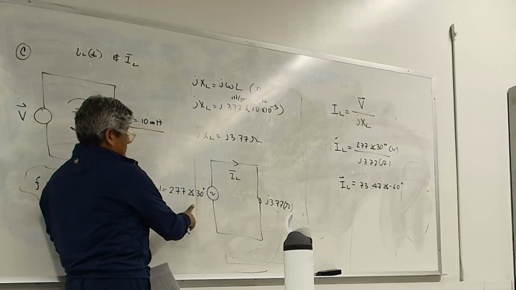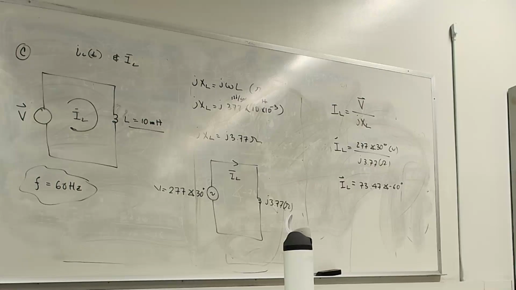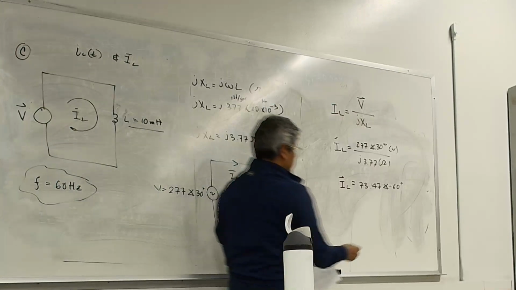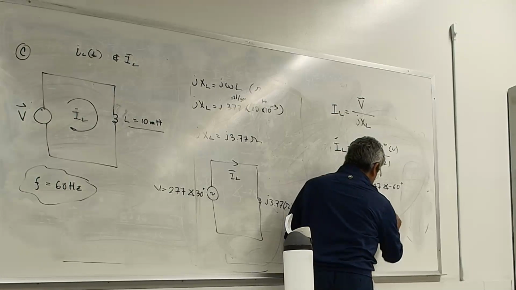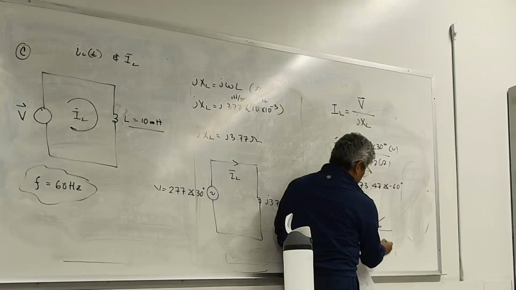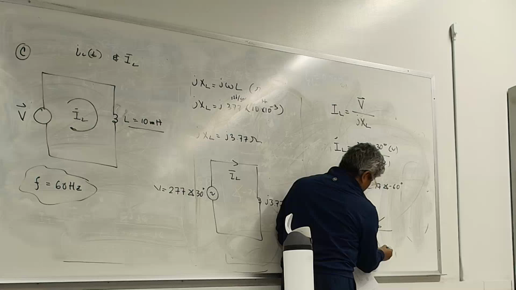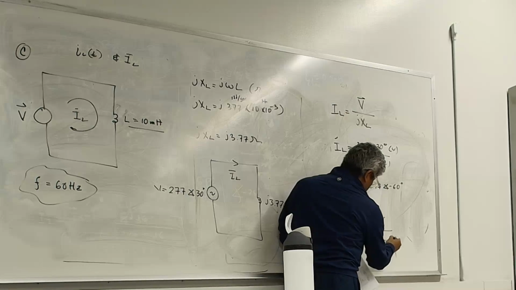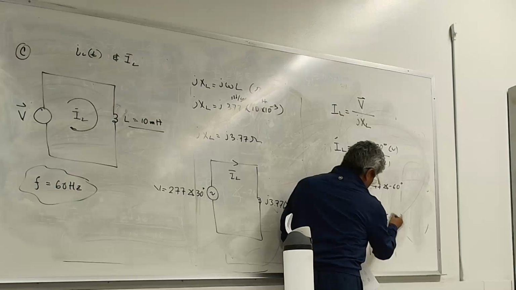So this is a purely inductive circuit. Does it make sense, everybody? Am I getting the right angle between the voltage and the current? It's exactly what I was saying in the last problem. Here's my voltage, I'm going to say this is 30 degrees. Here's my current. This angle right here is minus 60 degrees. That's I, that's V.